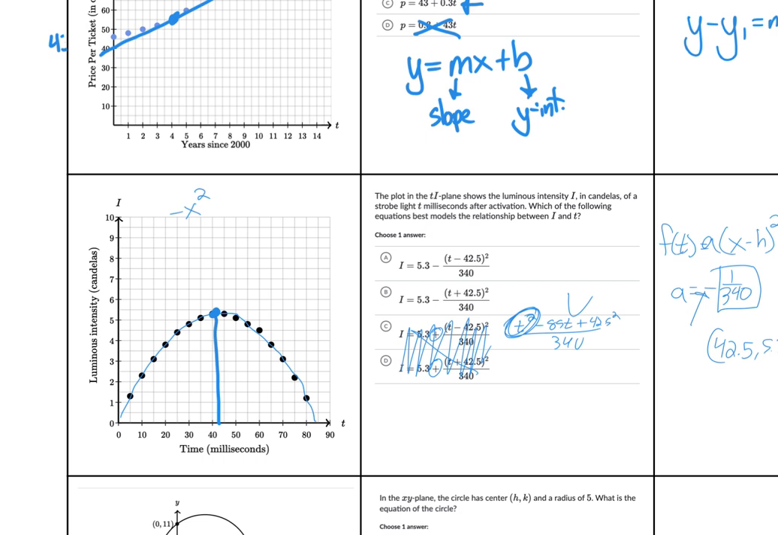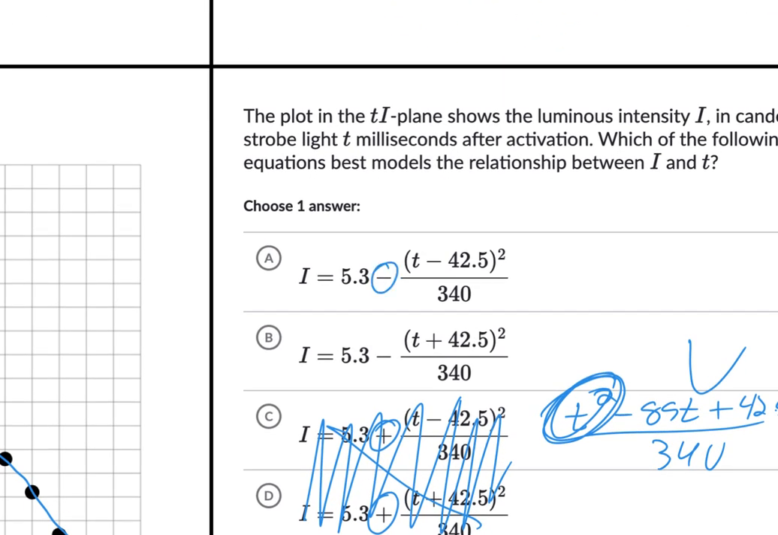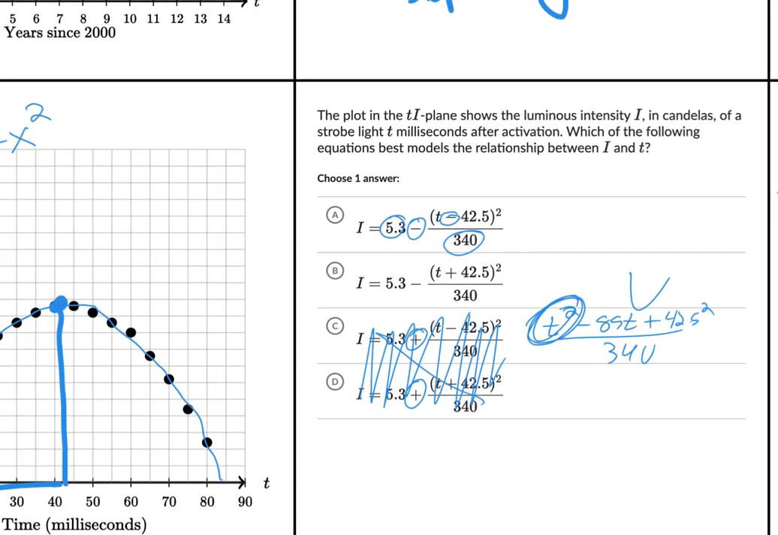And so because we shifted from the original vertex, the origin, to the right, we want this one that has a negative inside. So again, all we're looking at here, this is a transformation problem. The negative flipped it upside down. The subtraction inside means we move it to the right. This means we move it up, and this gives us a compression. Now notice that 340 was the same in all of them, so we didn't have to worry too much about it.